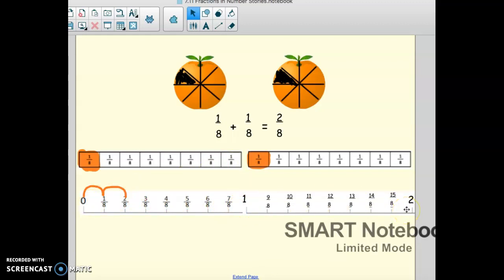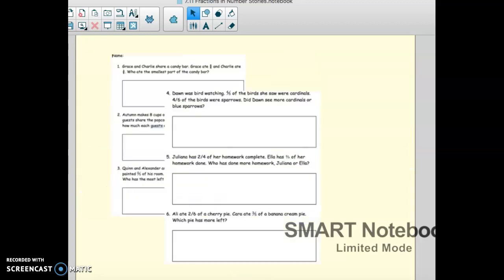This number line shows 2 wholes using eighths as the equal shares. Please complete number 1 through 6 on the worksheets now. Then you can do your exit slip. Good luck!